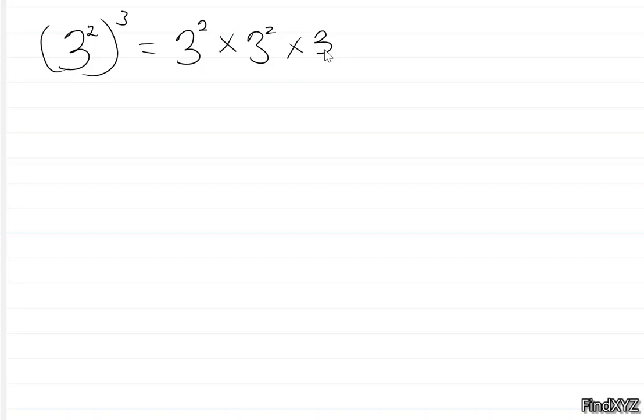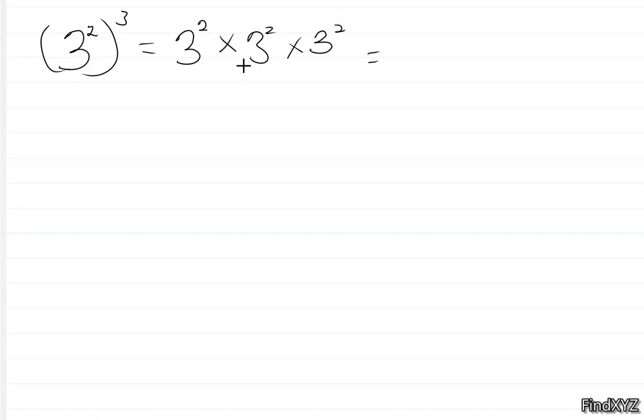The next section. Alright, so giving 3 to the exponent of 2 to another exponent of 3. Now we are saying that indices is repeated multiplication. It means that 3 to the power of 2 is repeating itself how many times? 3 times. So we can expand this as 3 to the power of 2 times 3 to the power of 2 times 3 to the power of 2.